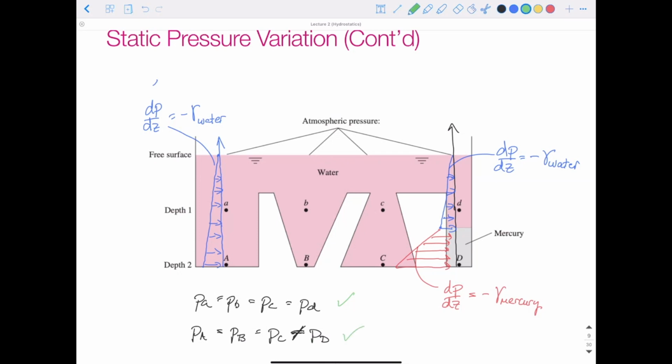So pressures at A, B, and C are the same. Pressure at D is different, and that difference we drew over here is because we have a change in our material.